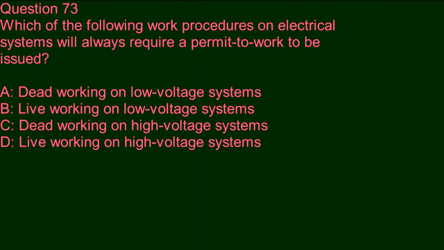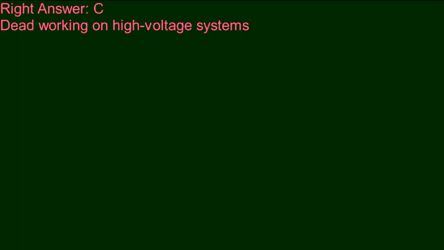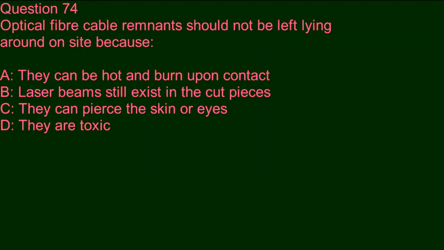Question 73. Which of the following work procedures on electrical systems will always require a permit to work to be issued? A. dead working on low voltage systems. B. live working on low voltage systems. C. dead working on high voltage systems. D. live working on high voltage systems. Right answer, C. dead working on high voltage systems.